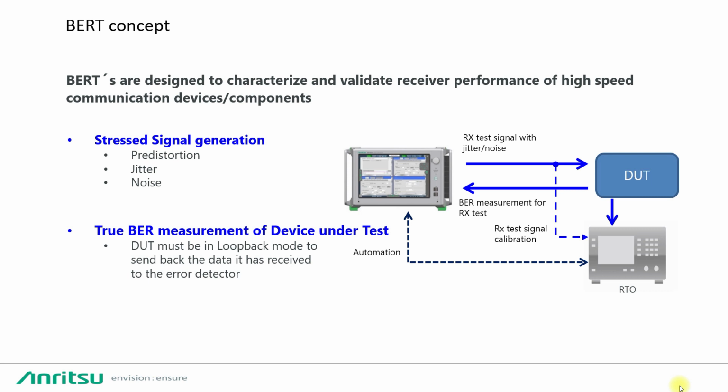In order to measure bit errors at the RX side, the received data has to be resent by the DUT's transmitter to the error detector. In order to do this, the DUT has to be in the so-called loopback mode.